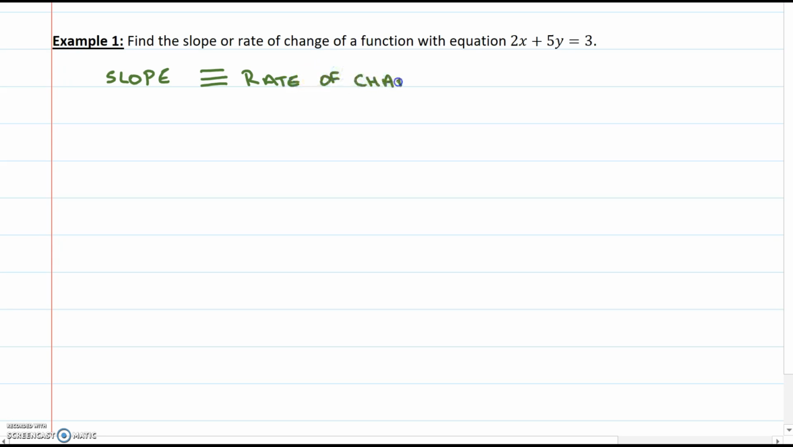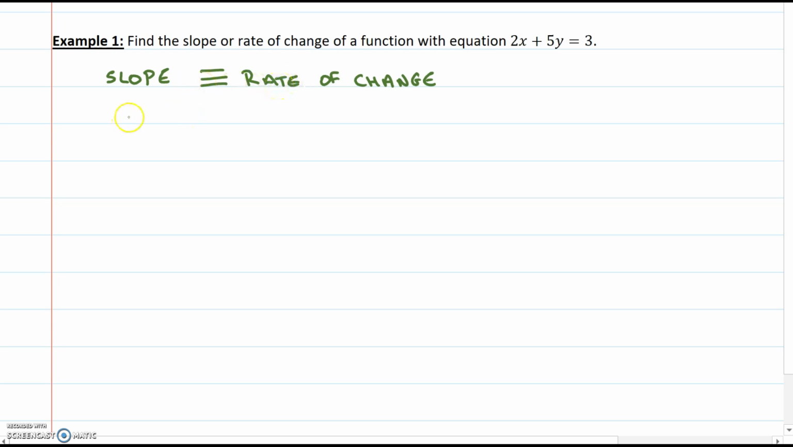So what we're going to do is something you've done before. We're going to get the slope of a line from its equation. You've done this in Algebra 1, you've done it in geometry, so now we're going to do it again, except this time we're going to be more explicit about referring to it as rate of change.